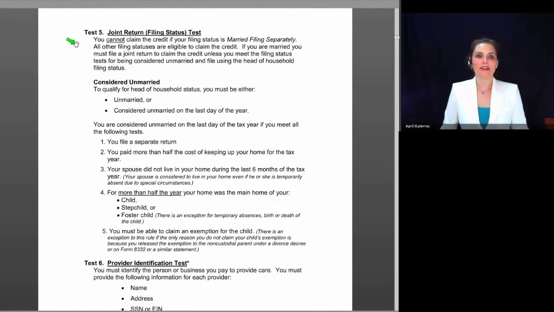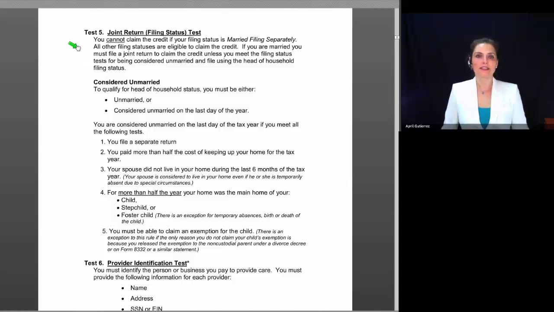Test number five. Well, the IRS calls test number five the joint return test, but I think that's a rather terrible title. I call it the filing status test because it has more to do with that. You cannot claim the credit if your filing status is married filing separately, but all other filing statuses are eligible to claim the credit, including married filing joint. If you are married, you must file a joint return to claim the credit unless you meet the filing status tests for being considered unmarried and file using the head of household filing status instead.